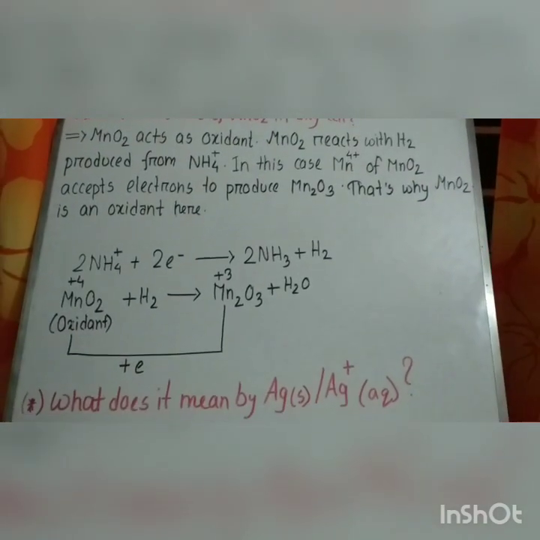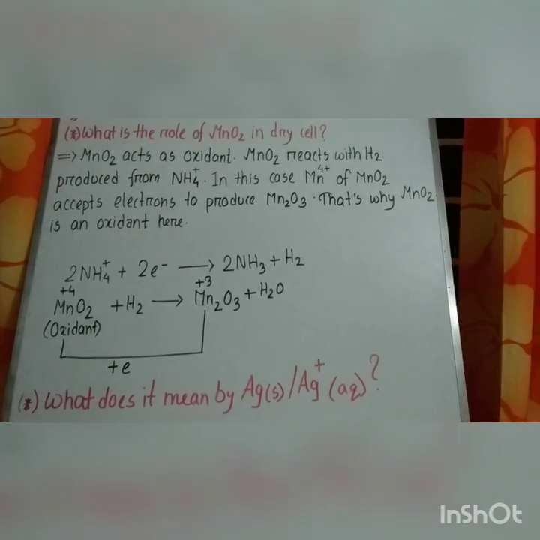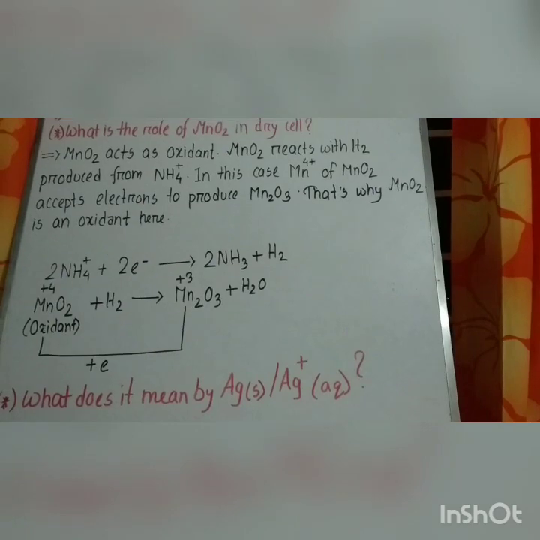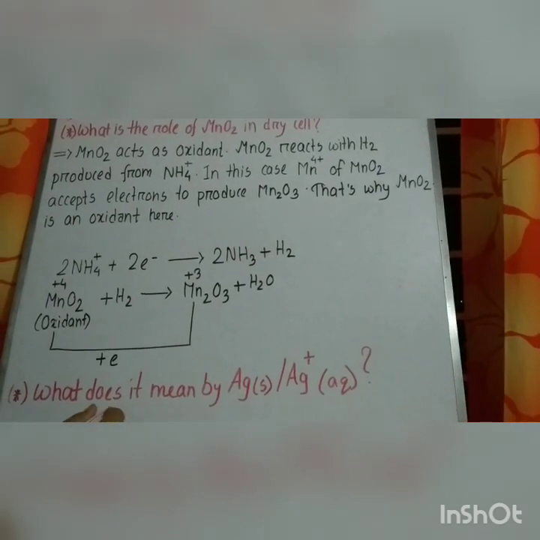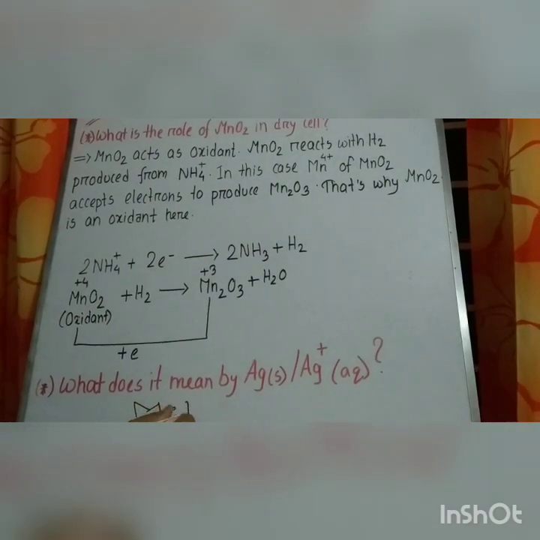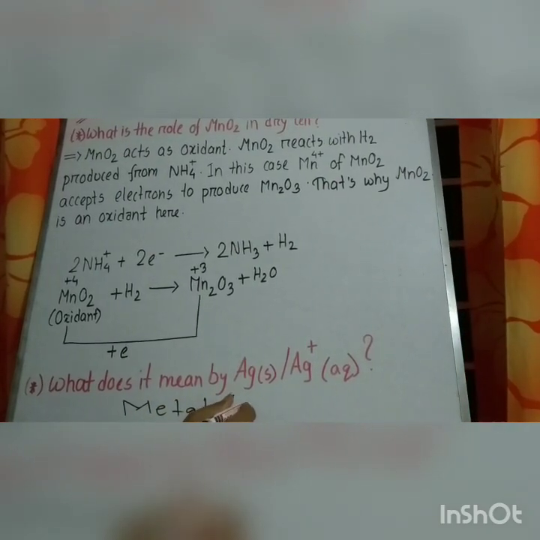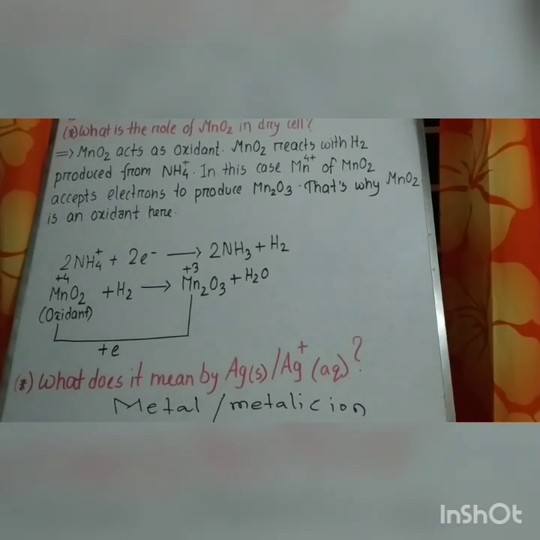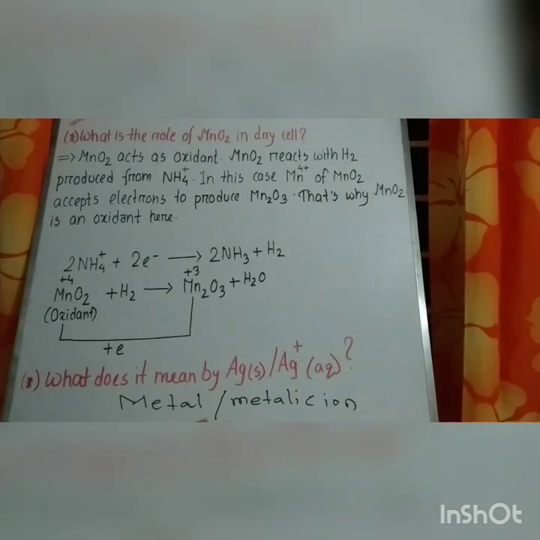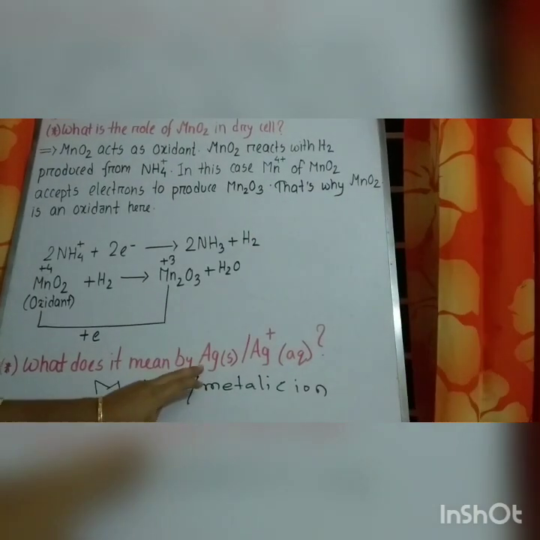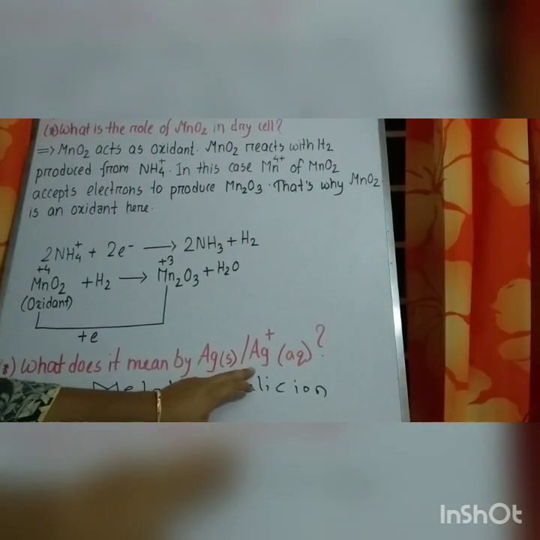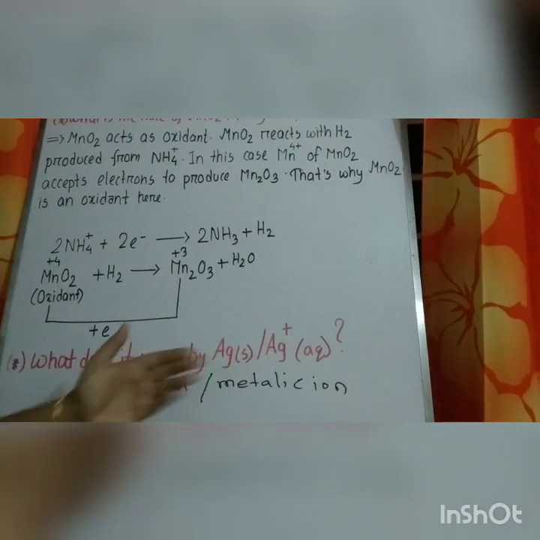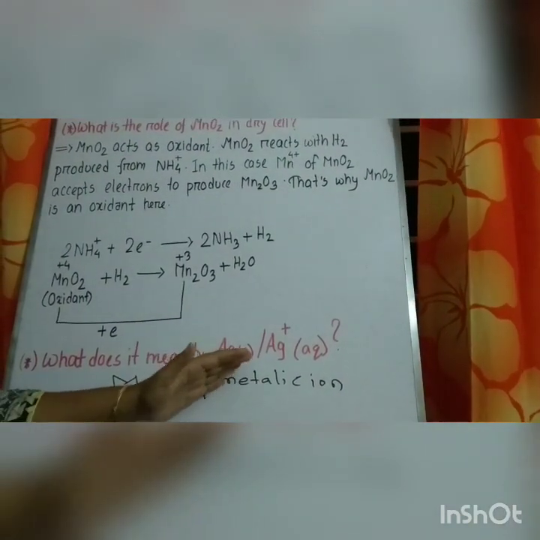Now, come to a question. What does it mean by silver/silver ion? You may get such a type of question. That time you have to say it means that it's a metallic ion. Here, the silver atom has donated 1 electron and has been converted into silver ion. That means oxidation took place. That means it is the anode electrode.